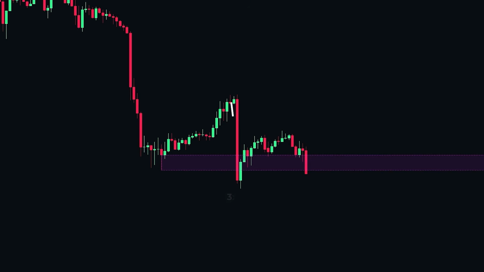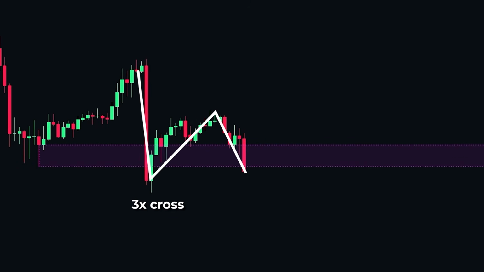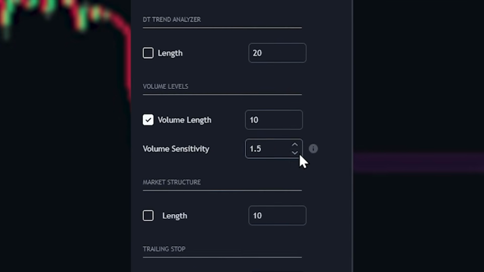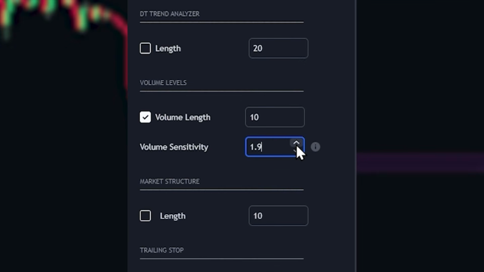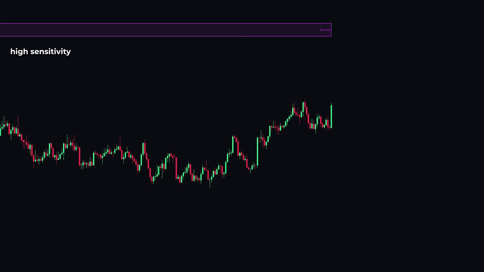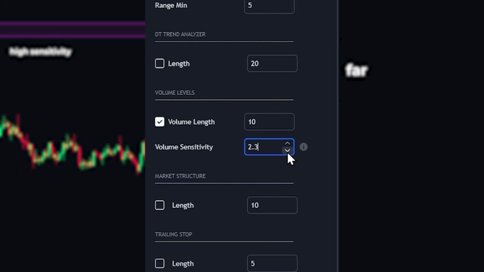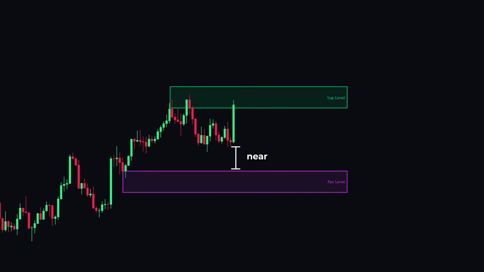After it crosses 3 times, the support or resistance zones will then turn dotted, signaling that the level might be getting weaker, but since it's still a high volume area, it could still offer a chance for the price to bounce. You can also adjust the sensitivity of the indicator in the settings. Higher volume sensitivity will cause the indicator to only show key levels with extreme high levels of volume, but sometimes they tend to be further from the current price. If that happens, you can adjust the sensitivity lower to display levels near the current price.